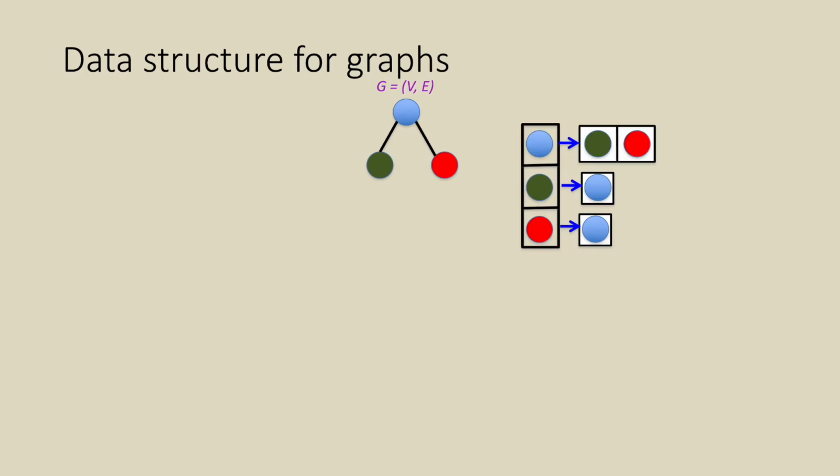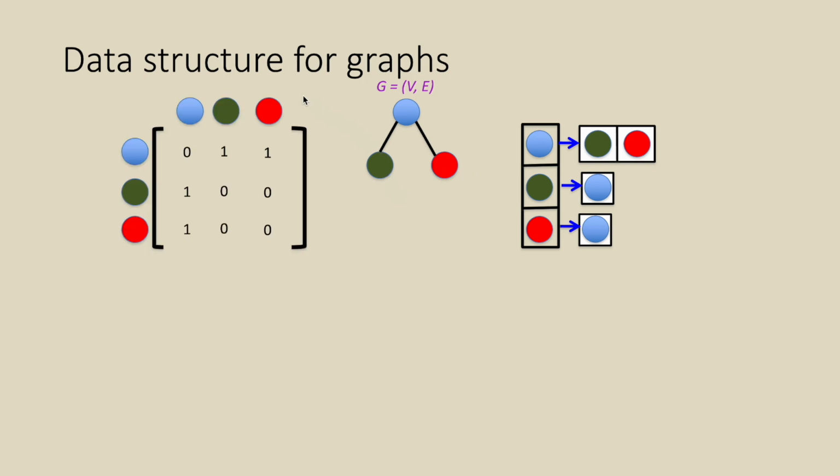Adjacency list means we store all the vertices adjacent to u in a linked list, Adj[u]. In this example, the blue vertex connects to green and red, so we can see both of them are in the adjacency list of the blue vertex.